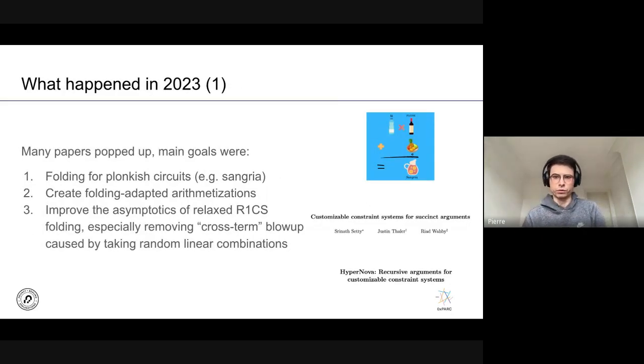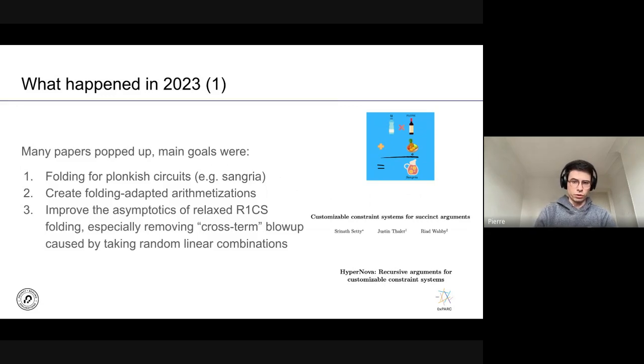And a lot of stuff happened in 2023. Many papers popped up. The main goal was to do folding for Plonkish circuits. So it was the idea of Sangria, for which I learned something interesting, which is that Plonk actually means bad wine. So Sangria was a little joke about Plonk. Sangria is a folding scheme for Plonkish circuits. There were also folding-adapted arithmetizations that started to pop up. That was also the idea of the customizable constraint system, the CCS arithmetization.